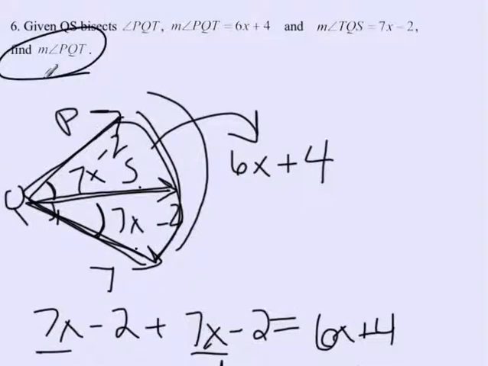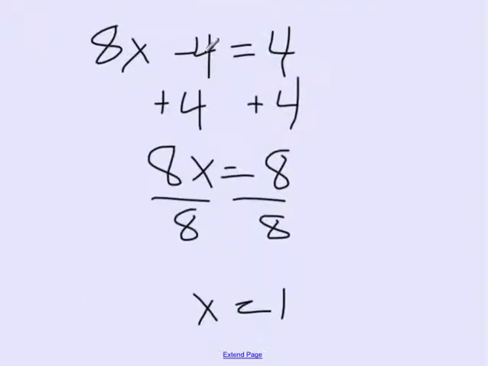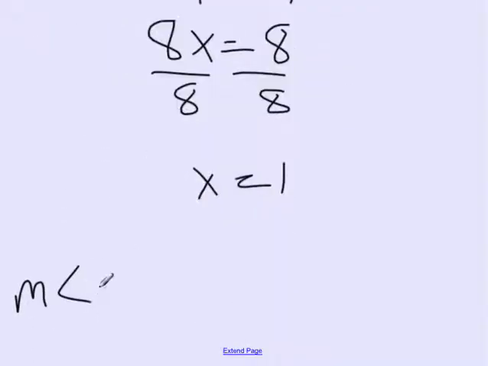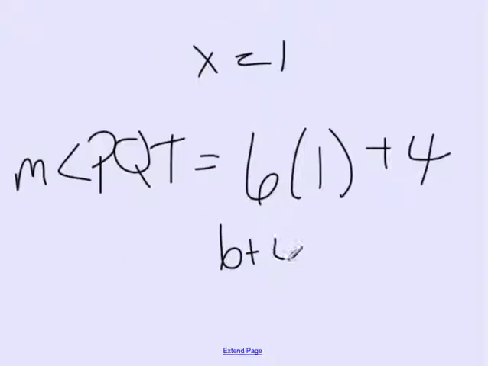So now we know that x is equal to 1, but that's not what the question is asking us. We're supposed to find the measure of PQT. So PQT is the big angle, and PQT is equal to 6x plus 4. So now we need to plug in what we know x is. So the measure of angle PQT is equal to 6, and then we take out the x and put 1 in instead, plus 4. 6 times 1 is 6, plus 4 is 10. So the measure of that angle is simply 10 degrees.